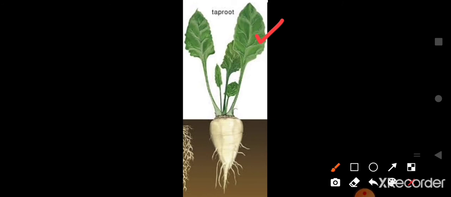And generally the leaves of those plants in which the root system is taproot system have reticulate type of venation.